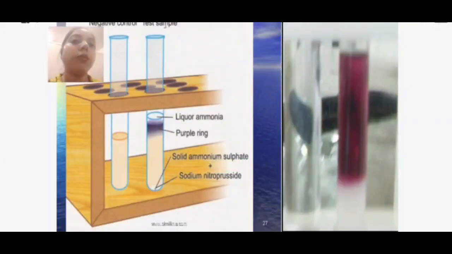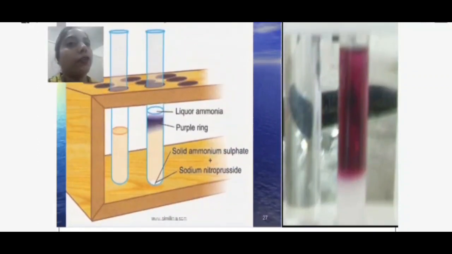When they are mixed with each other, if there is the presence of ketone bodies in the urine sample, they will react and form a purple color ring. The presence of this purple color ring indicates the presence of ketone bodies in the urine sample. And on the left side tube, there is no purple ring. That means there is an absence of ketone bodies in the urine sample.